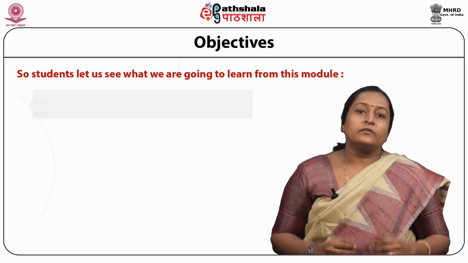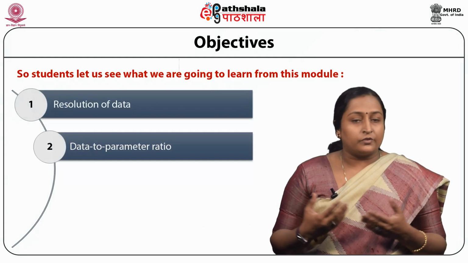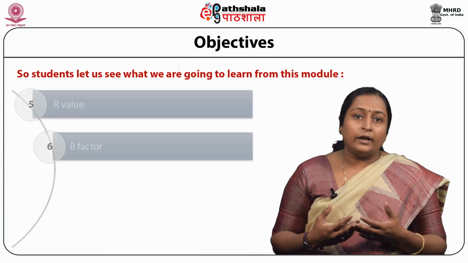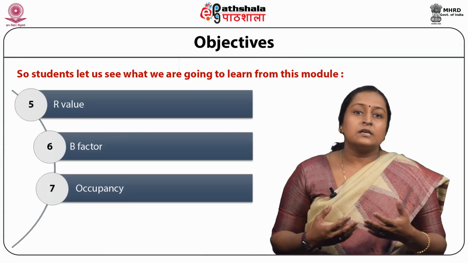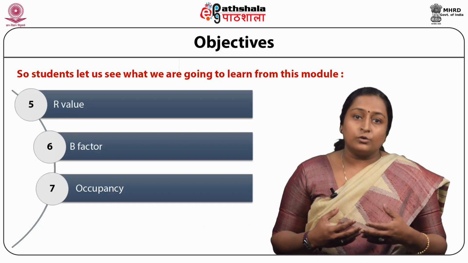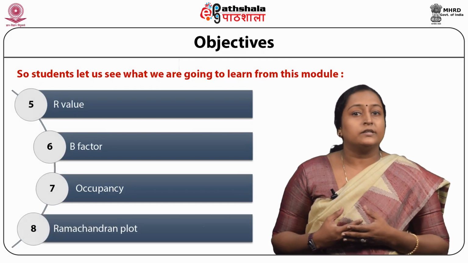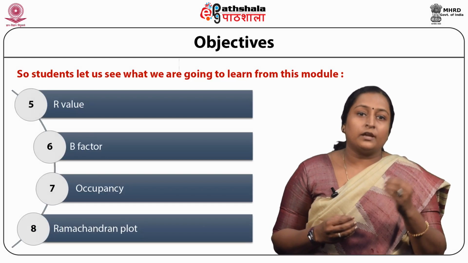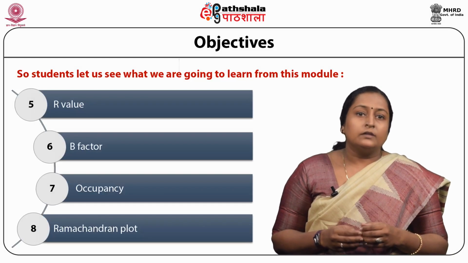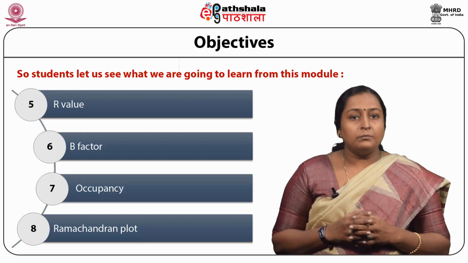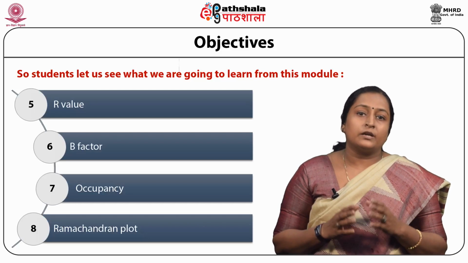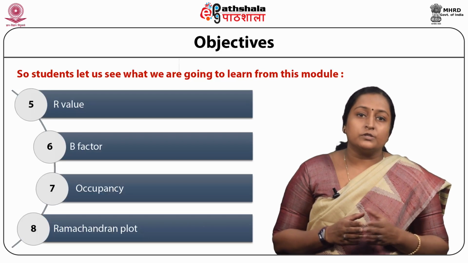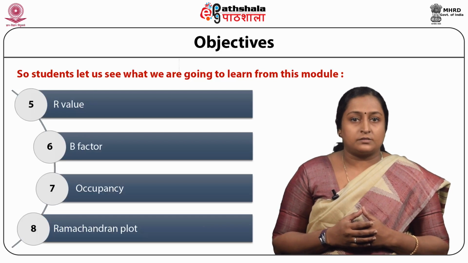The parameters like resolution of data, data to parameter ratio, completeness of data, absorption coefficient, R value, occupancy. These are some of the important parameters, and also the Ramachandran plot and electron density validation in the case of a macromolecule. We will cover each and every parameter one by one. There are some important parameters among many others one has to check while depositing the data either in a small molecule database or a macromolecule database.